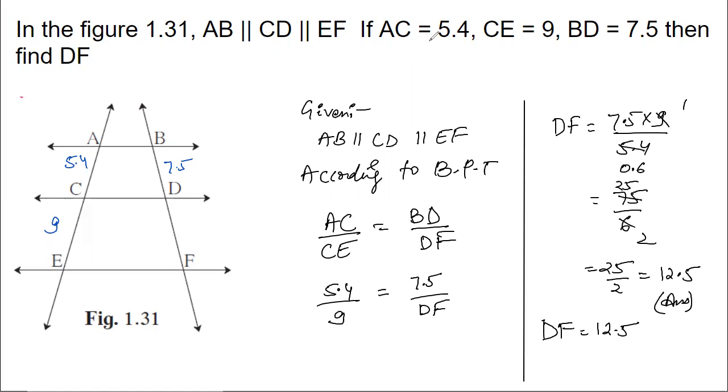So the main trick here was to find out the ratio. Once you know the ratio, then it is just solving and finding the value, which is simple calculation. I hope you understood the logic of these ratios. It is similar to BPT. AC upon CE will be equal to BD upon DF. That's the basic theorem here. Okay, thank you so much for watching.